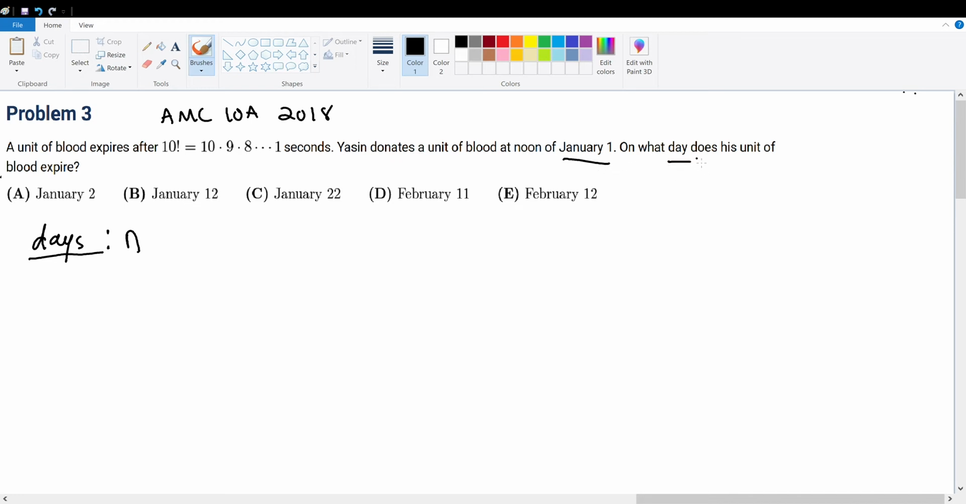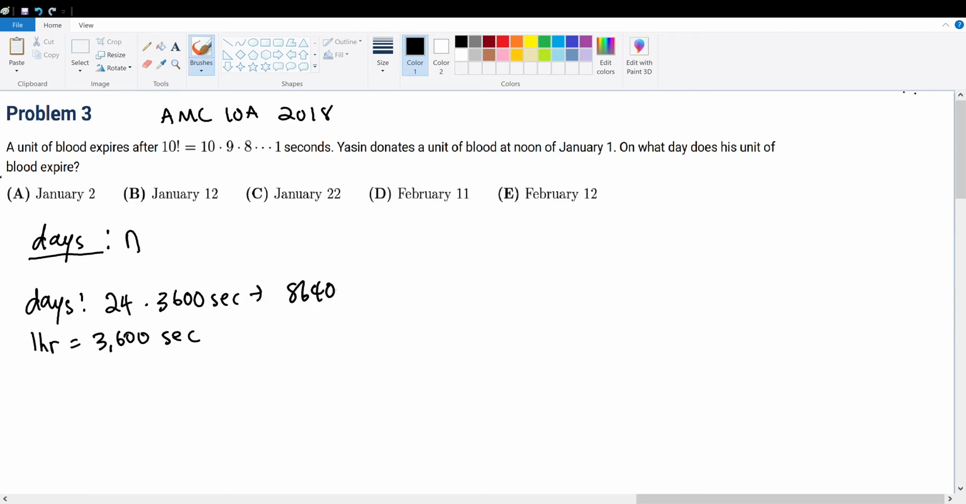Now, the key takeaway here is that months and days are just a measurement of time, likewise the seconds. So we want to relate everything to seconds because that's the unit of time we're given to calculate the blood's expiration date. So we must convert the number of days into the number of seconds. We know that one day has 24 hours, and 1 hour has 3,600 seconds. So the number of days will have 24 times 3600 seconds, and this becomes 86,400 seconds.